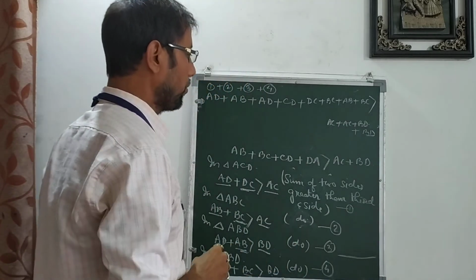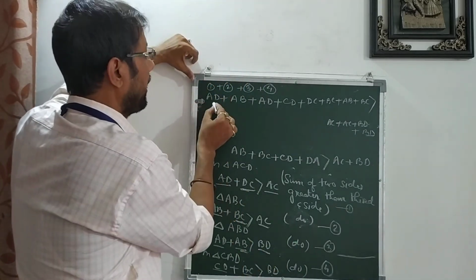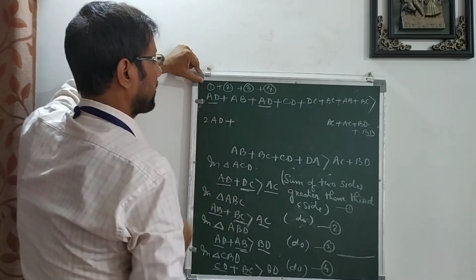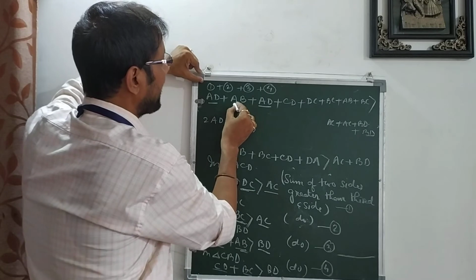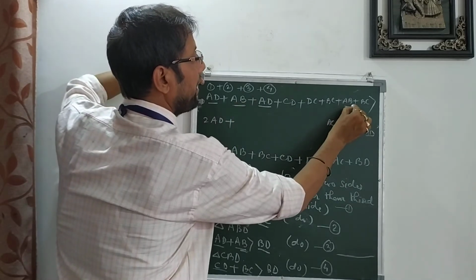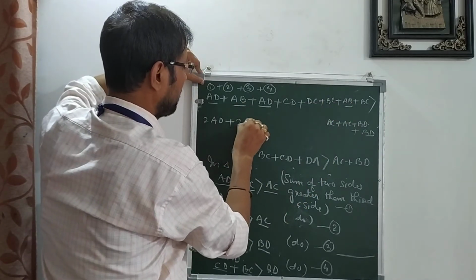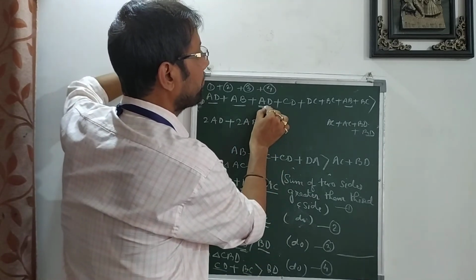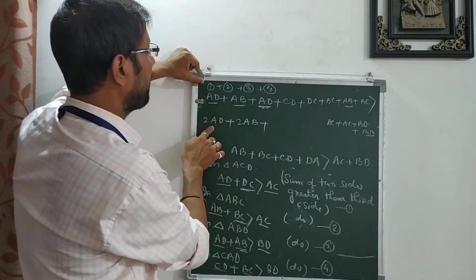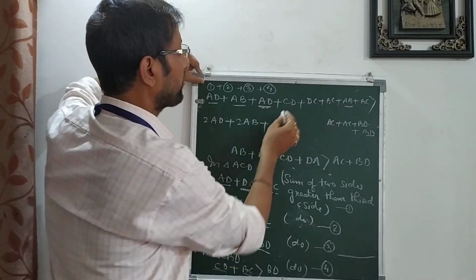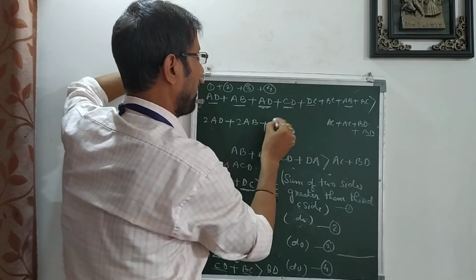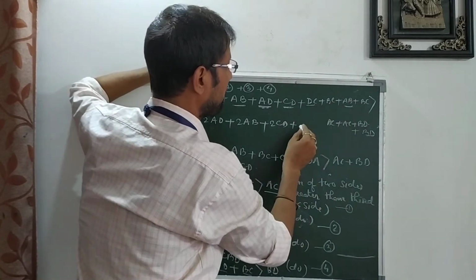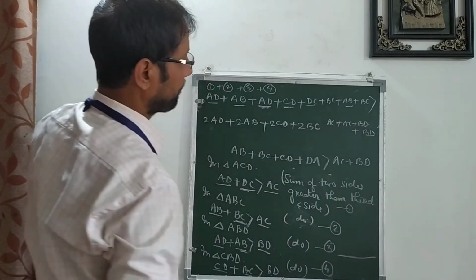This I have written. So now what will I write? See, AD plus AD, I will get 2AD plus, again we can see that AB plus AB, 2AB. Now CD and DC both are same. I write 2CD plus BC plus BC, 2BC.